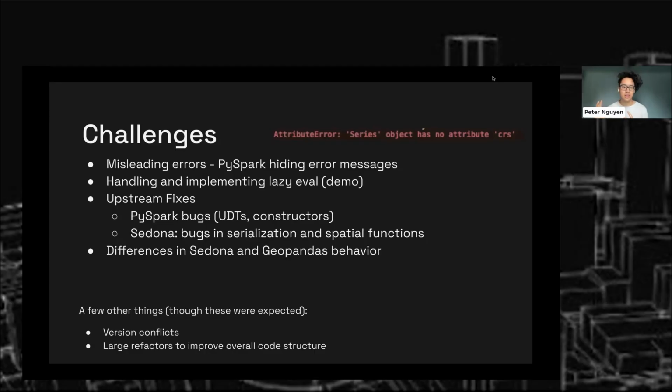So for one thing, because things are built on top of Spark, errors can be kind of misleading, especially with lazy eval. Sometimes there'll be bugs in upstream packages like PySpark, as well as some that I find in Sedona that I fix myself. And then of course other various things that you would expect, like version conflicts.